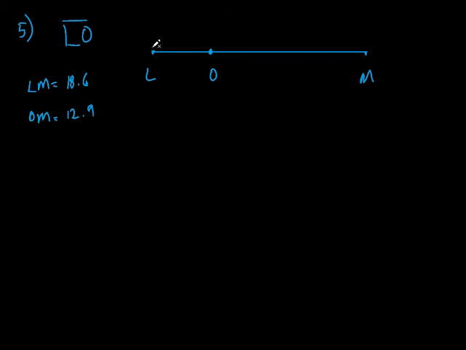They tell you LM. They tell you that whole entire thing, don't they? If you can't draw that fancy thing, just put the number up here, however you want to do that. So that whole thing is 18.6. And OM is this part of it right here. That part right there is 12.9. And what are we trying to find? We're trying to find LO from here to here.